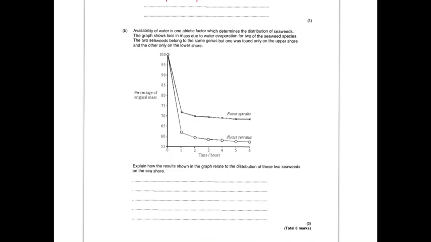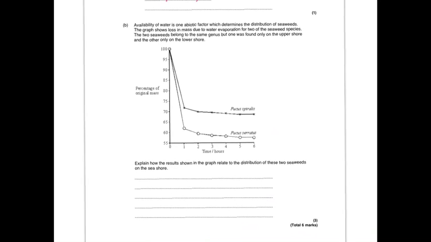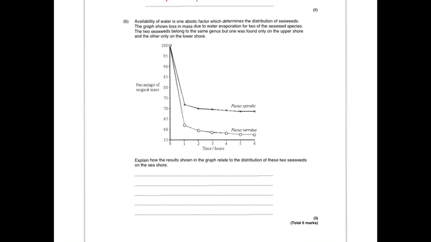And then another typical graph question. Availability of water is one abiotic factor which determines the distribution of seaweed. The graph shows loss in mass due to water evaporation for 2 of the seaweed species. The 2 seaweeds belong to the same genus, but one was found only on the upper shore and the other only on the lower shore. Explain the results shown in the graph to relate to distribution of these 2 seaweeds on the seashore.